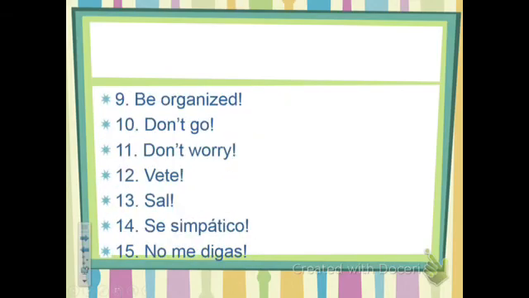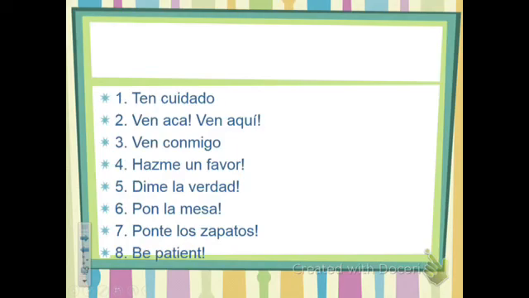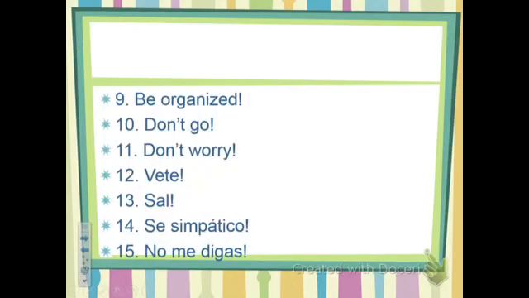Ten cuidado. Ven acá, ven aquí, ven conmigo. Hazme un favor, dime la verdad. Pon la mesa, ponte los zapatos, be patient. Okay, all of these are commands. Be organized. Don't go. Don't worry. Vete, sé simpático, be nice.